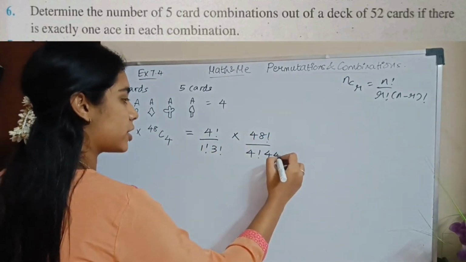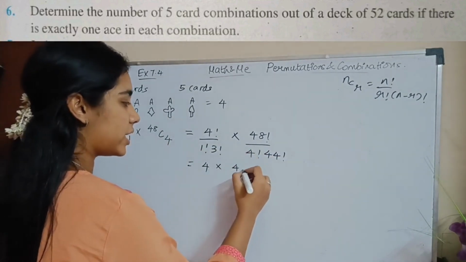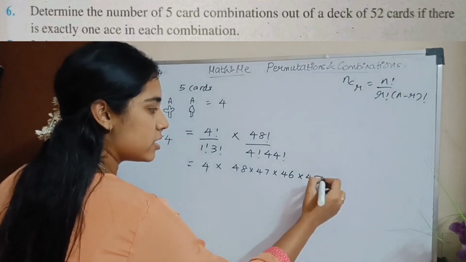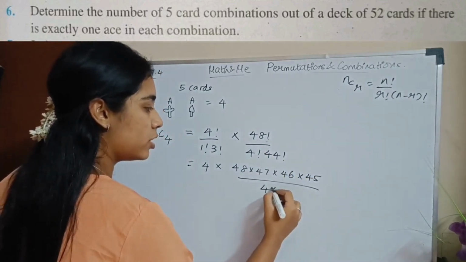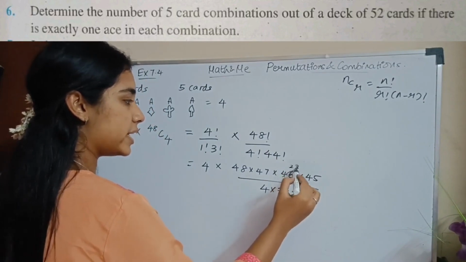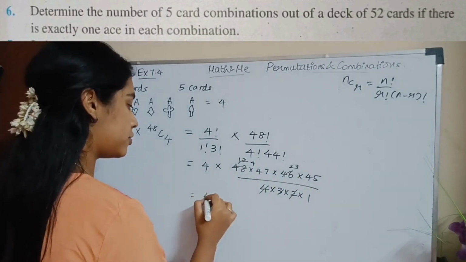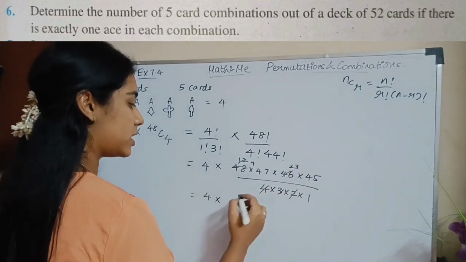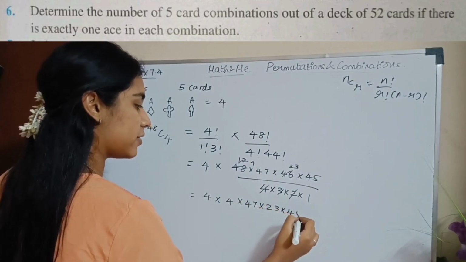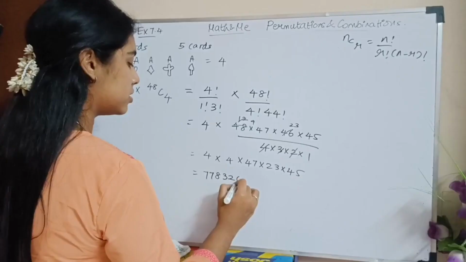So I'll have 4, with 3 factorial cancelling, times 48, 47, 46, 45, with 44 factorial cancelling, over 4, 3, 2, 1. Now 2 3s are 6, 4 and 12, 3 4s are 12. So I'll be left with 4 into 4, 47, 23, 45. So my final answer will be 778320.